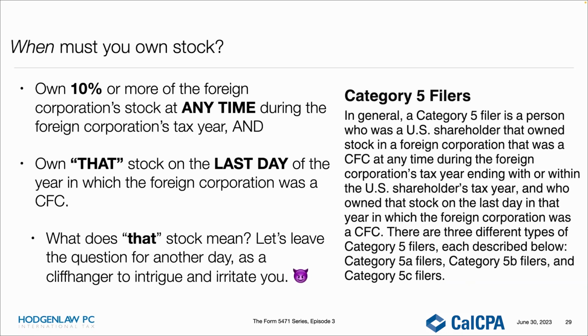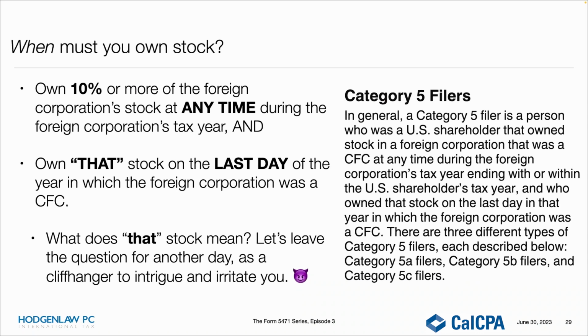So it's a CFC. 100% of the stock is owned by US people. Let's assume I've got a calendar year tax year, the foreign corporation has a calendar year tax year, and you do too. All right, so let's say June 30, I sell all of my stock. What happens? Do I have a category 5 filing requirement or not? Well, on the last day of the year, which the foreign corporation was a CFC, I did not own that stock. Whatever that stock is, I don't own any, so I can't have that stock. So what does that mean?